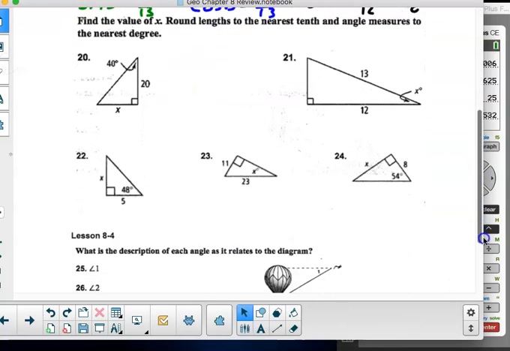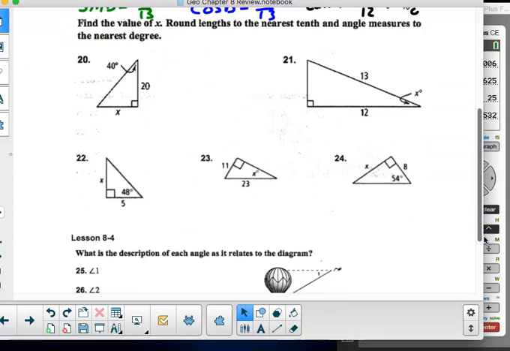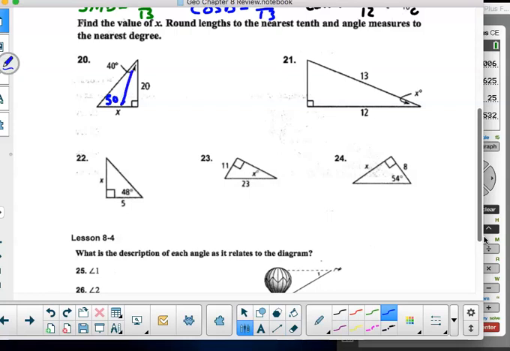Find the value of x, round the lengths to the nearest tenth and angle measures to the nearest degree. Well, I know that's 40, so this is 60. This is 50, because it's a right triangle. But they asked me to find x, so I'm really doing opposite over adjacent. So I'm doing the tangent of 40 is equal to x over 20. This is opposite, this is adjacent, and so TOA. Now I've got to multiply in my calculator 20 tan of 40.